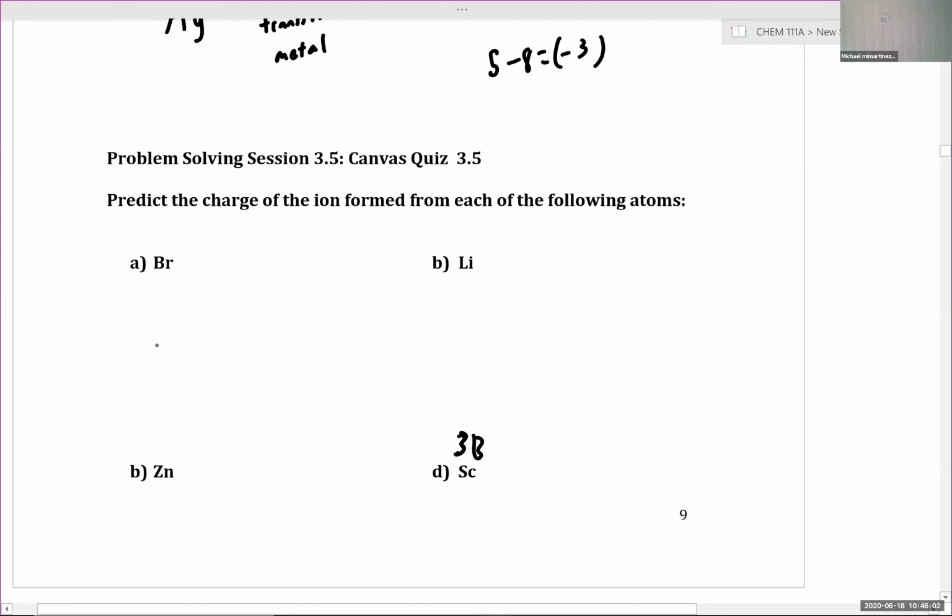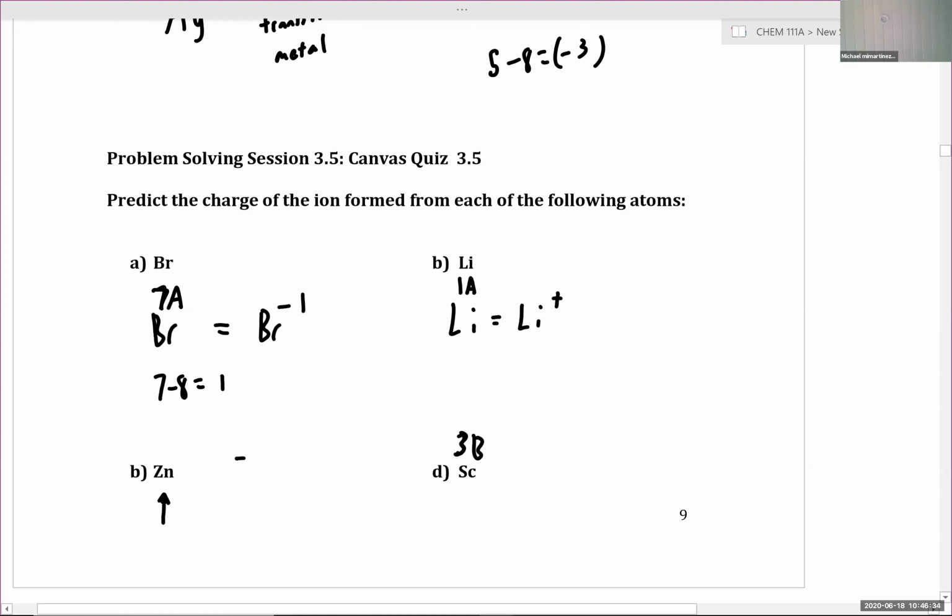So bromine is a 7A element. So then 7 minus 8 gives us -1. So bromine prefers to adopt a -1 charge. Lithium, as a 1A element, adopts a charge of +1. Now zinc is a transition metal, but there's something special about zinc.